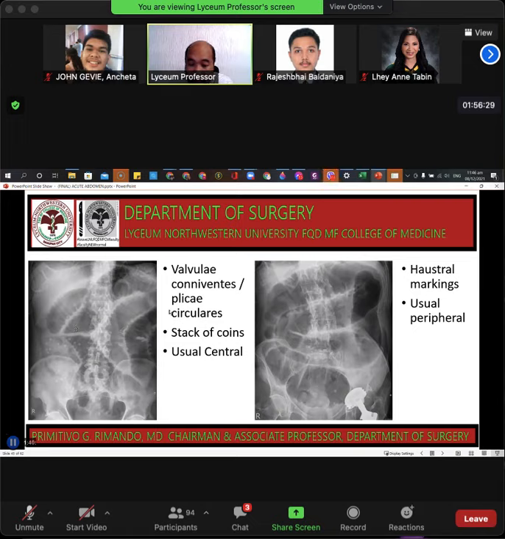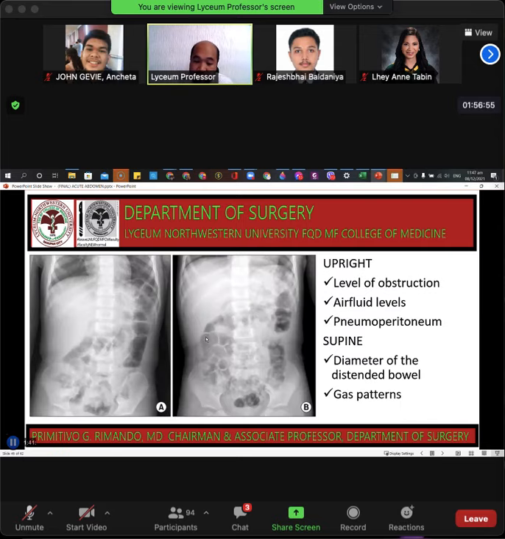It's circular. In your large bowel, you don't see it complete, like here. It stays there, it doesn't go to the other side. Goes here, doesn't go to the other side. That is what we call your haustral markings or haustra. So that is one way of differentiating small and large bowel obstructions.